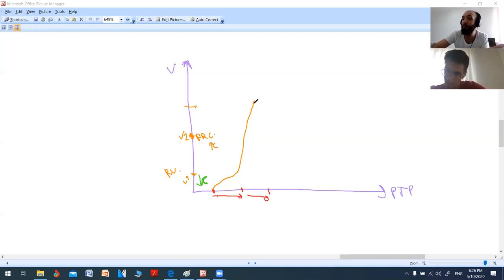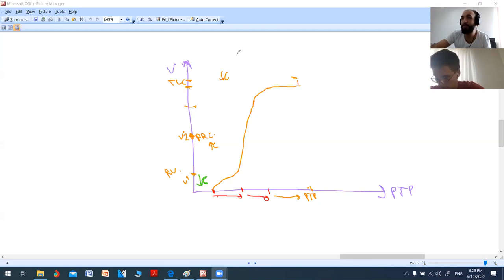High. And when I reach almost the total lung capacity, here, if I increase the PTP even further, I will not get a lot of increase of the volume. You understand? So near the TLC, near the total lung capacity, the compliance is also low. So this is the pattern of the compliance. Okay, now you have to study one more thing.